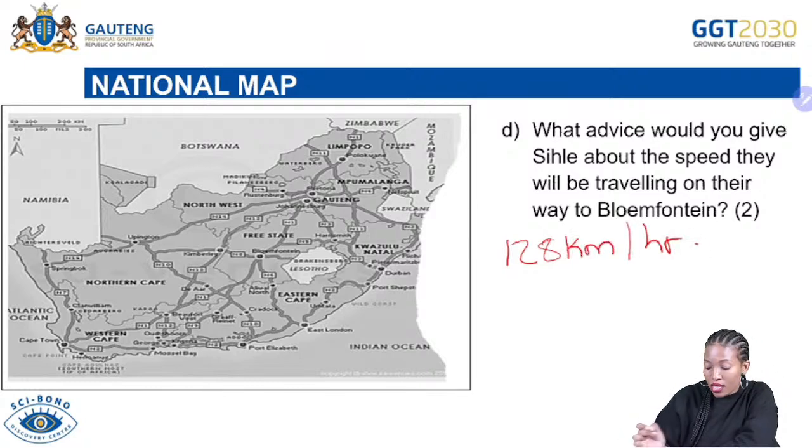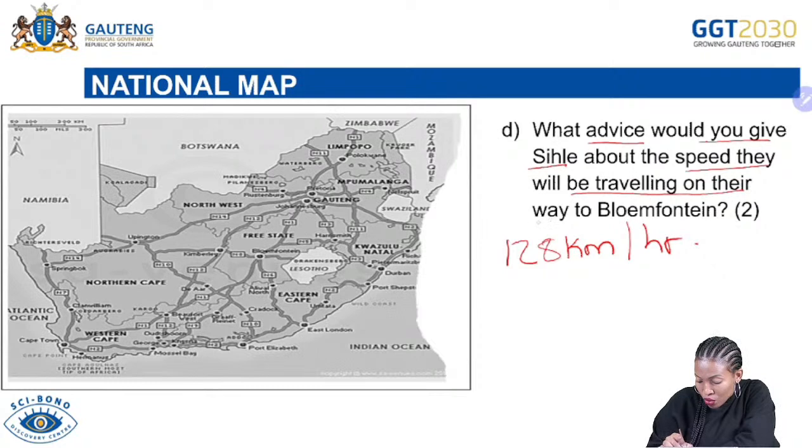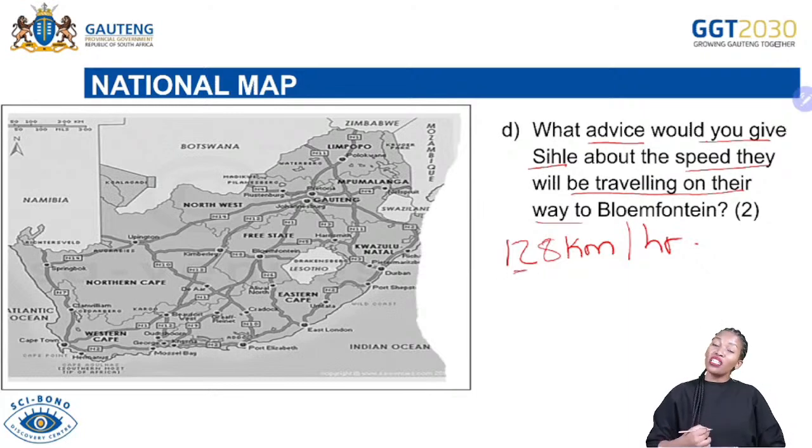So guys, we said this person was traveling at 128 kilometers per hour. The question is, what advice would you give Sihle about the speed they will be traveling on their way to Bloemfontein? Guys, what advice would you give? The speed limit is 120 kilometers on the national road, and Sihle and the friends are traveling at 128. It means they've exceeded the speed limit by 8 kilometers per hour. So it means they're breaking the law. Driving over the speed limit is against the law. So what advice would you give them?